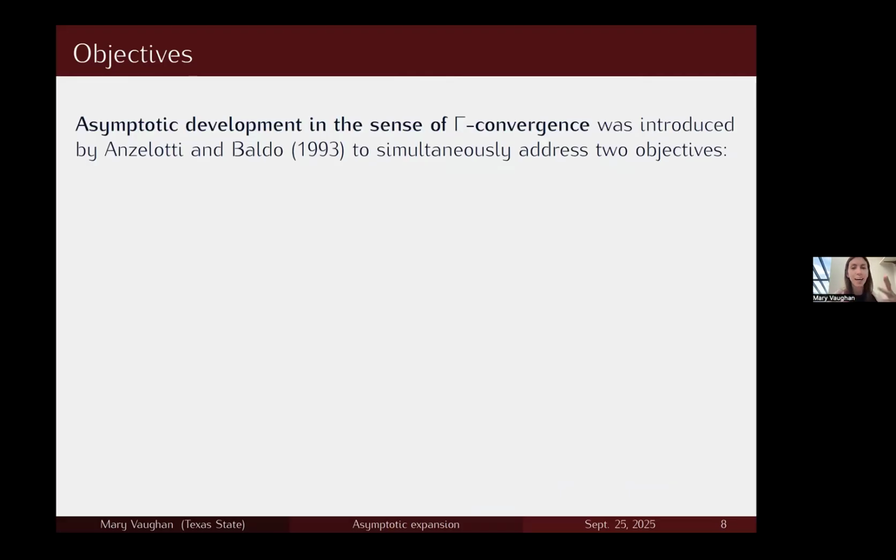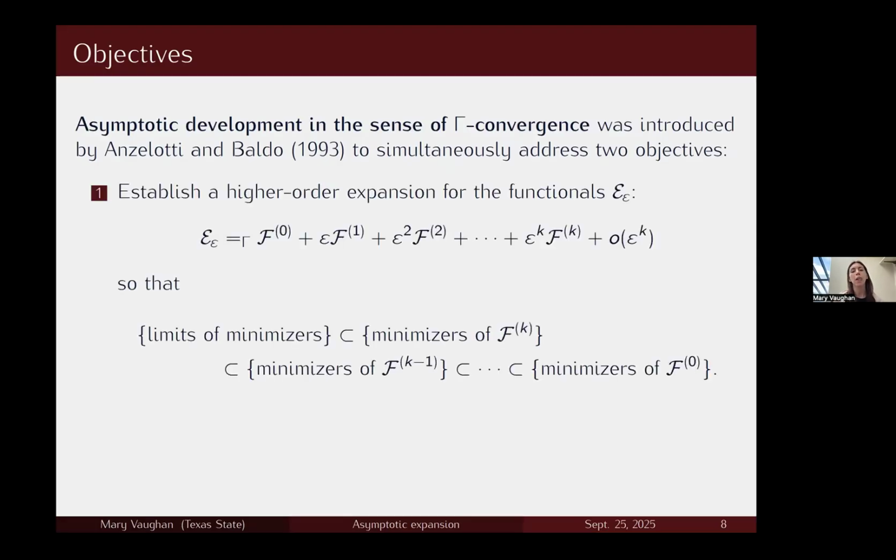Now, what we want to do is a higher order asymptotic development, in the sense of gamma convergence, for this non-local energy functional that Savin and Valdinoci considered. So we use the notion of asymptotic development. It was introduced by Anzellotti and Baldo. What the setting addresses is two objectives simultaneously. The first one is what you might expect from the name: you want to understand and establish a higher order expansion of your energy.